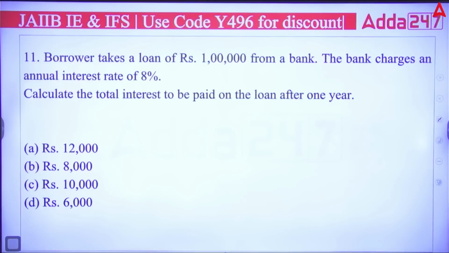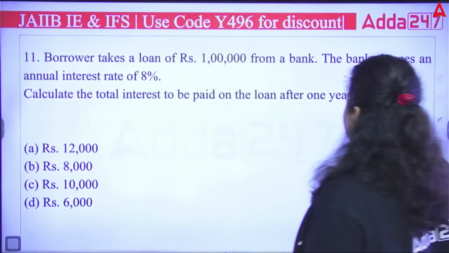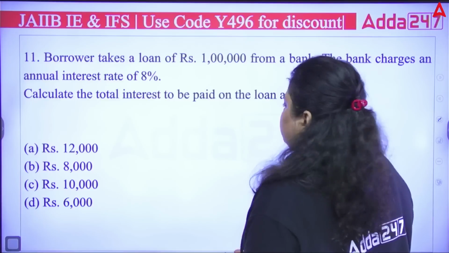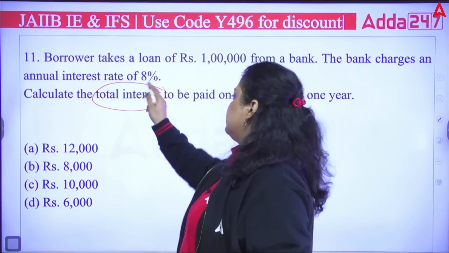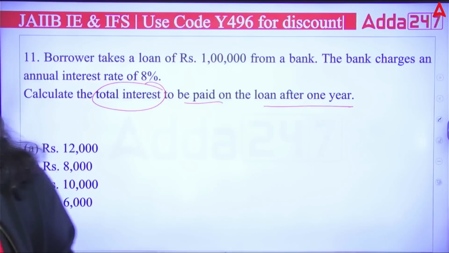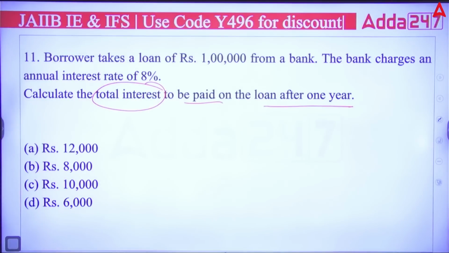Now the borrower takes a loan of 1 lakh from a bank. The bank charges an annual interest rate of 8%, and you have to simply calculate the total interest to be paid on the loan after 1 year. So it's a simple question. You just have to calculate 8% of 1 lakh, and 8% of 1 lakh is 8,000. So right answer will be option B.